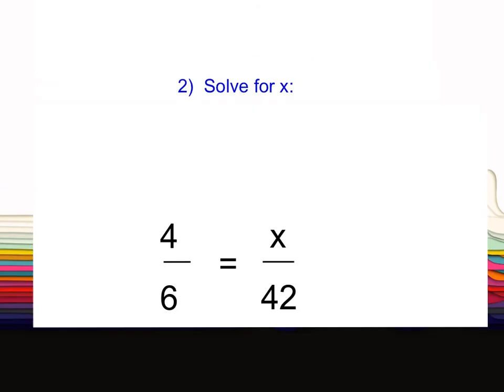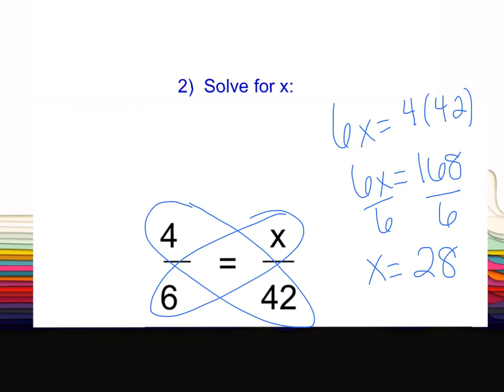This is a review concept for geometry, so you should be used to solving proportions. I'm going to let you write down this example, try it on your own, and then when you're ready to check your work, play the video. Okay, now you can check your work. We cross multiplied and got 6x equals 4 times 42. 4 times 42 is 168. Divide both sides by 6 and x equals 28. Go ahead and check your answer on your own.